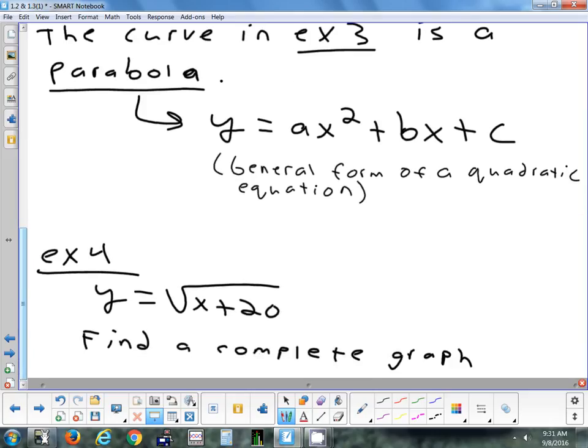All right, let's find a complete graph for square root of x plus 20. Now, before we graph it, what do we know when we try to take the square root of something? What kind of number do you have to take the square root of? If we're dealing with reals, okay? Forget about imaginary.